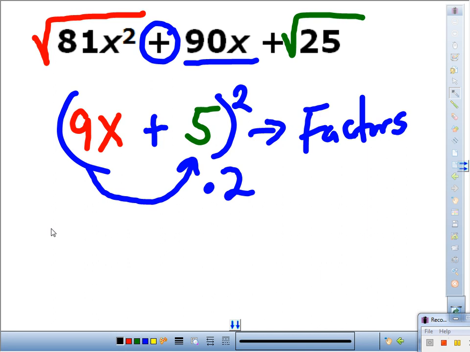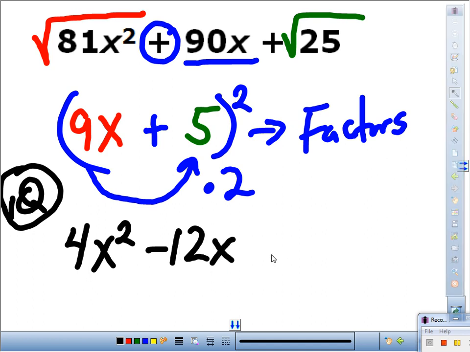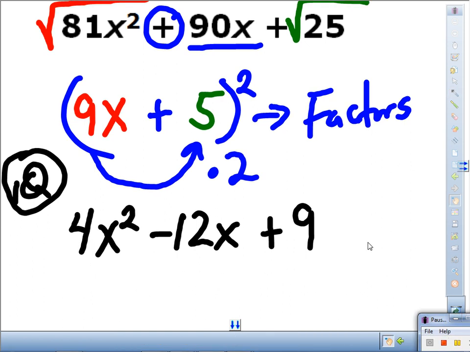Let's do another one. Example 1Q. Ready? Let's do 4x squared minus 12x plus 9. Find me the factors using those. Copy and go. And then you zoom out.